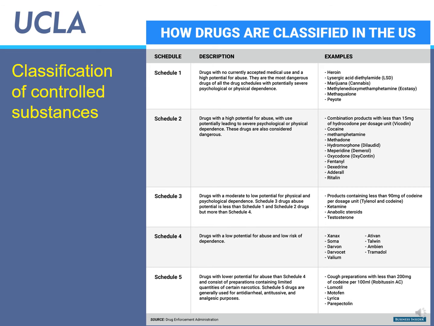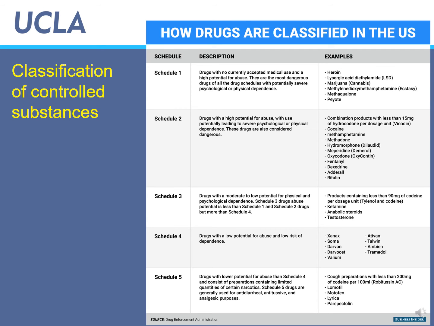You see you have Xanax, Valium, so these are the benzodiazepine drugs, and we'll talk about this in the central nervous system lecture. And then you have Schedule 5, which are the drugs with lower potential for abuse. In there you have Lyrica, you have Lomotil, Motofen, some cough preparations containing less than 200 milligrams of codeine. So Schedule 1, the highest risk of abuse, and Schedule 5, the lowest risk of abuse on those scheduled medications.